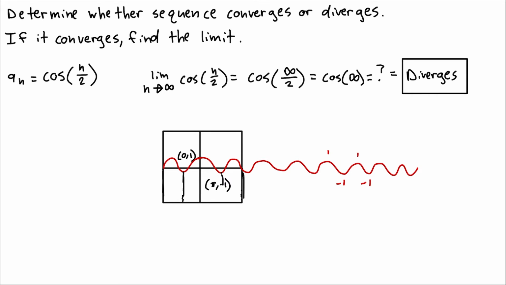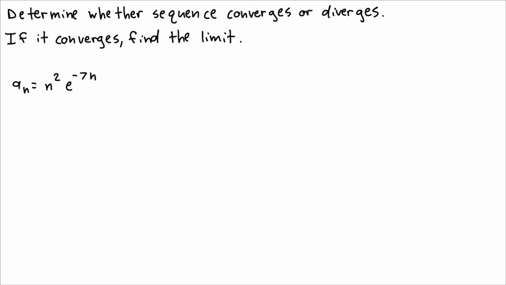Let's do one last problem. Now we have a sub n equals n squared times e to the negative 7n. Now how are we going to do this? If we want to determine whether the sequence converges or diverges, all we have to do is find the limit. That's one easy way of doing it.